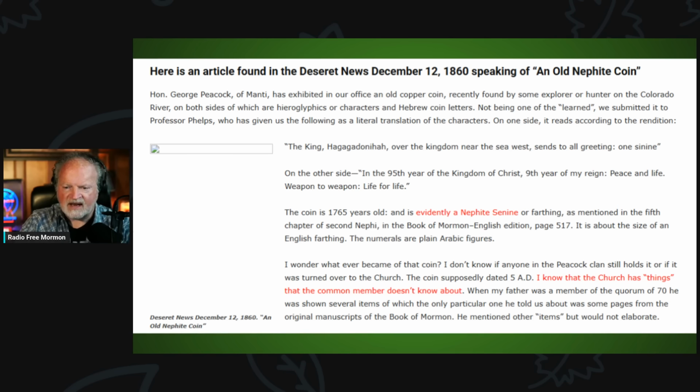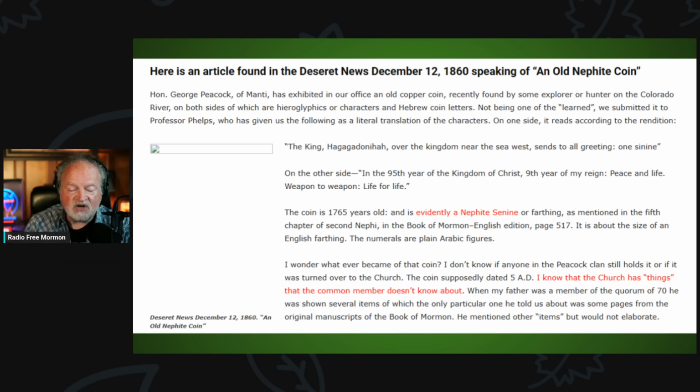Now, here's an article that I found in the Deseret News from December 12, 1860. This is before the Civil War, though not long before. Speaking of an old Nephite coin that got found. Always a coin. "The Honorable George Peacock of Manti, Utah, has exhibited in our office." Now, this is the Deseret News, so this would be the office of the Deseret News, I believe. "An old copper coin recently found by some explorer or hunter on the Colorado River." Doesn't sound like a really solid provenance there.